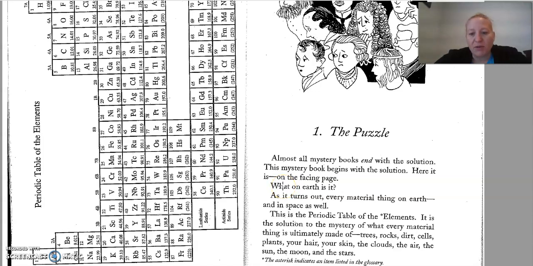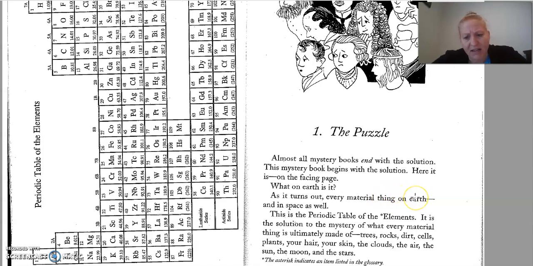Almost all mystery books end with the solution. This mystery book begins with the solution. Here it is on the facing page. Over here you'll see it. What on earth is it? As it turns out, every material thing on earth and in space as well.